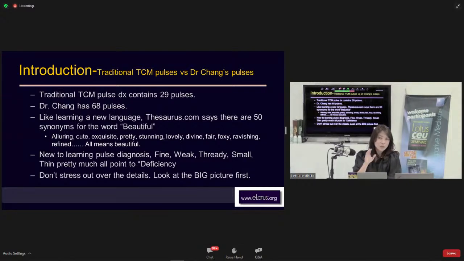So when you're learning pulses, same thing, okay? If it's a big pulse, it is an excess condition. Don't worry about the intricate details of how he calls that big pulse.